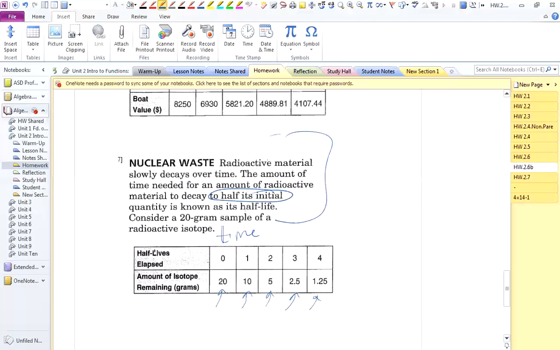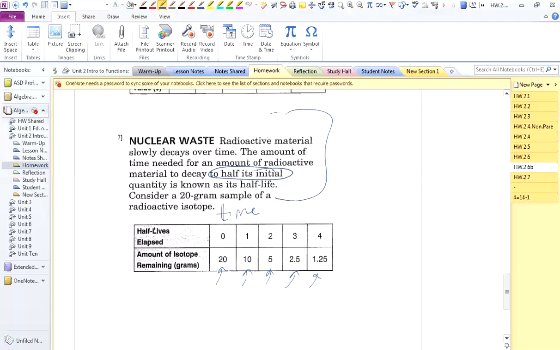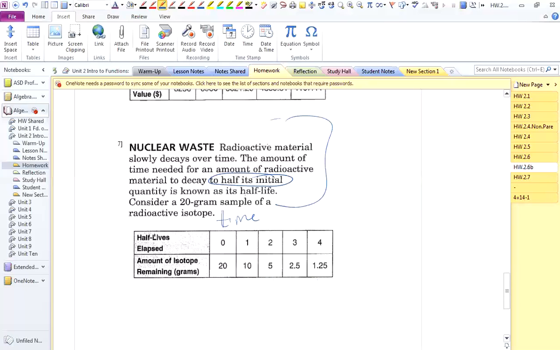Okay, so what's happening each time? What you were supposed to do was to find the pattern. If we look at the pattern, we can see that the time increments are 1 each time, so plus 1, plus 1, plus 1. But if we look at the Y values, we don't see any real pattern. They decrease by 10 the first time, by 5 the next time, by 2.5, then by 1.25. So do you see a pattern with those Y values at all?